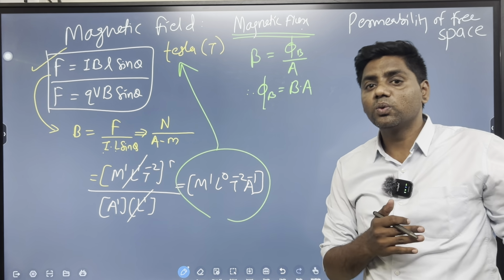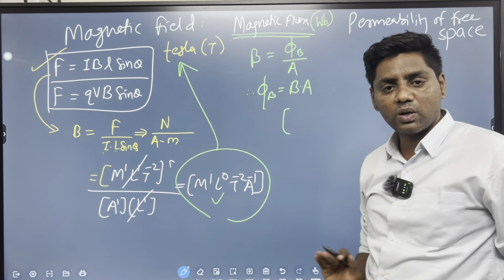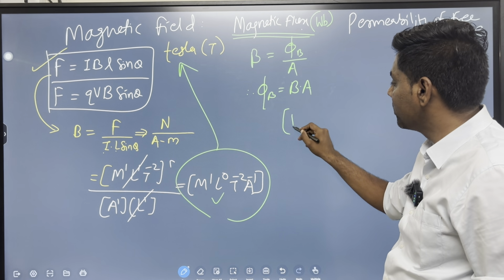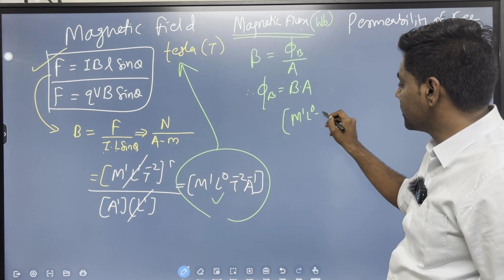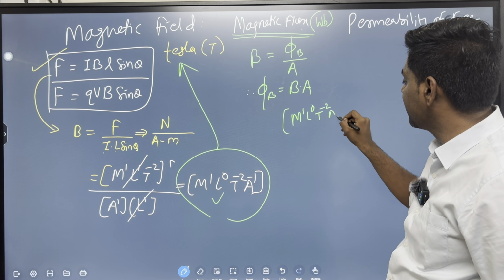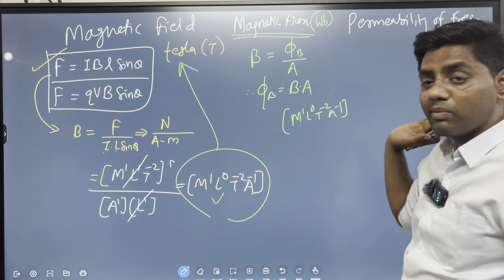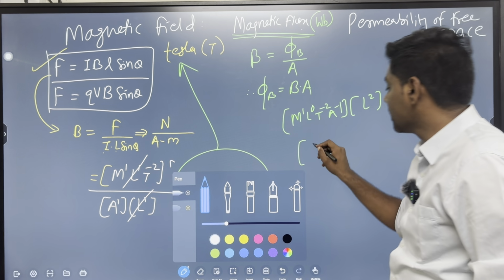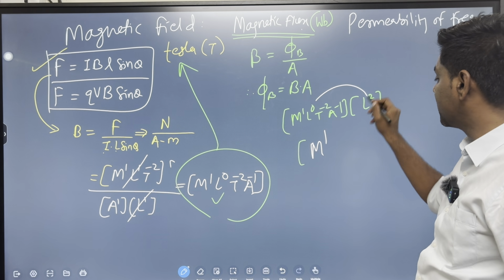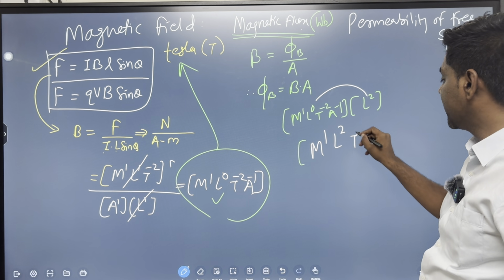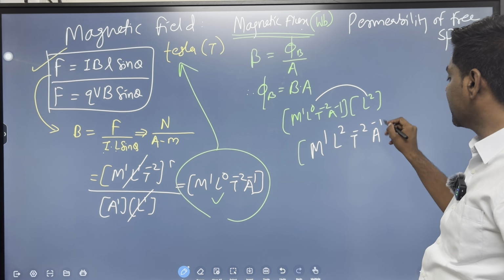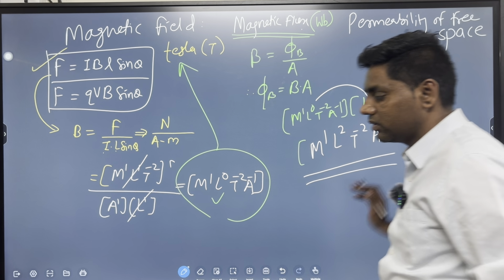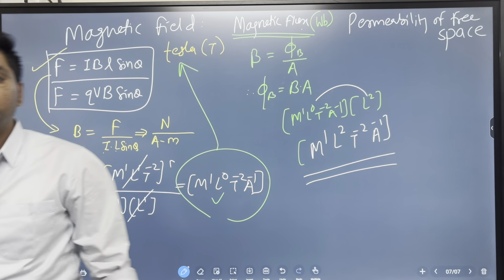So what is the dimensional formula? We already calculated the dimensional formula for magnetic field. Write down here M1 L0 T minus 2 A minus 1. And what is the dimensional formula for area? That is L2. So the final answer is M1, it becomes L2, then T minus 2 and A minus 1. This is the dimensional formula for magnetic flux.